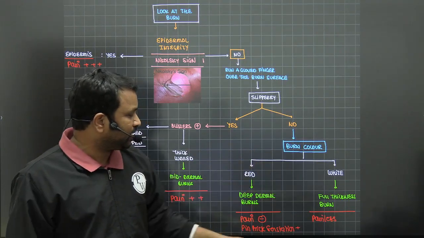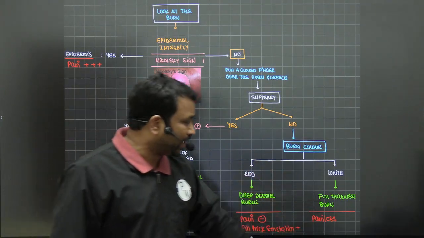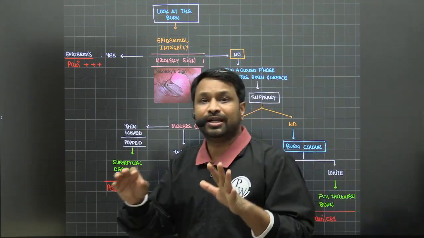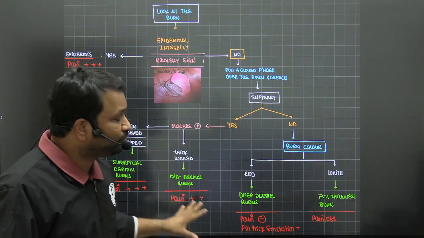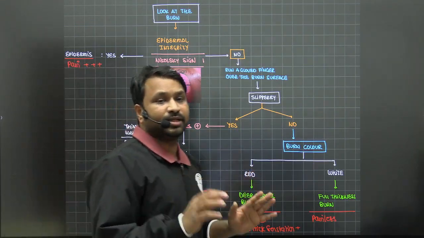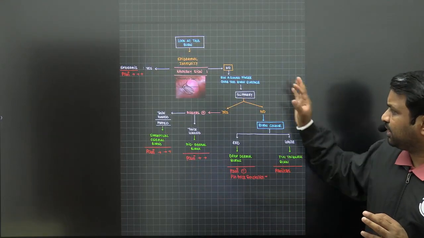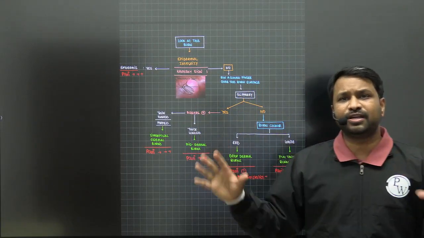Then you look at the burn color. If it is red, it is deep dermal. If it is white, it is a full thickness burn. This will ensure that you know the depth of the burn that you're assessing. Now this looks like an extensive table initially, but when you look at it, there are a lot of things that can be covered.